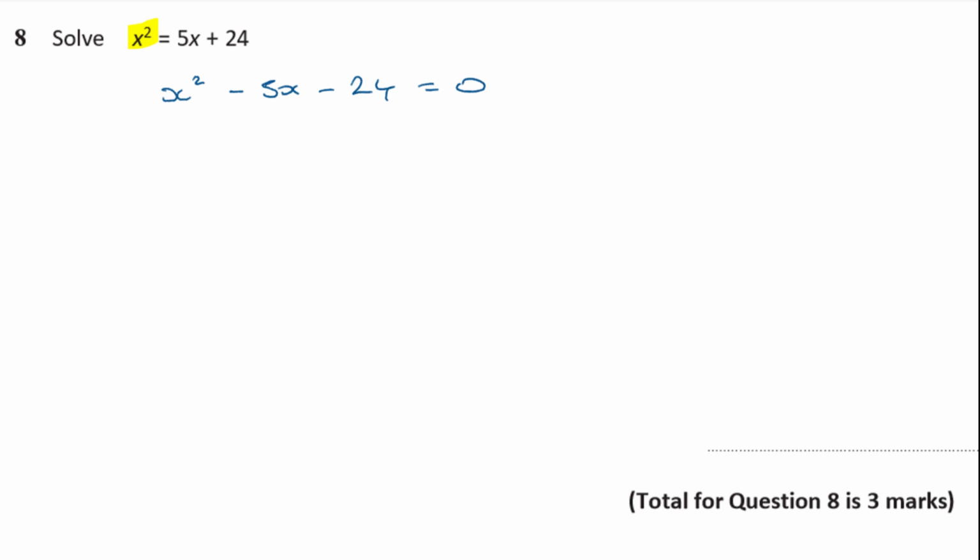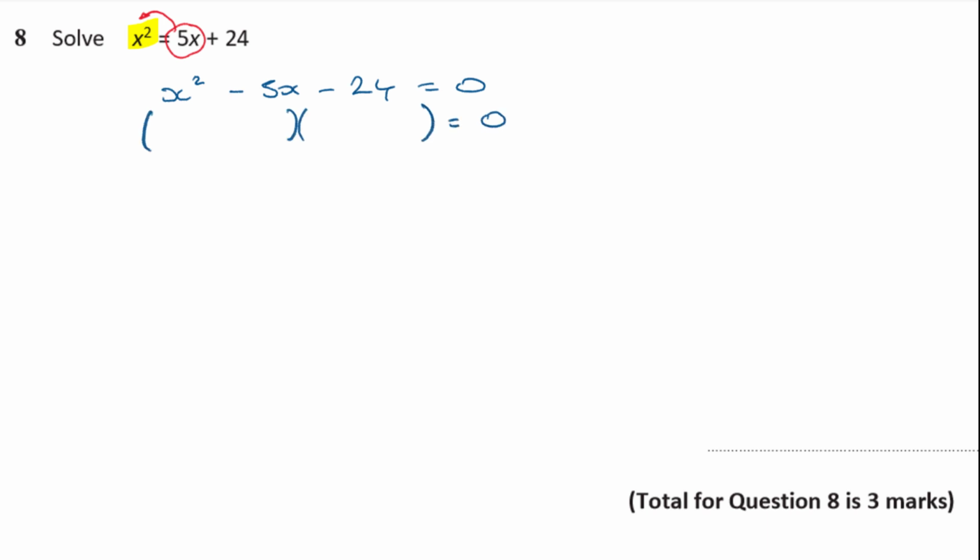Another way of thinking about it is if you take something over the equal sign. So if something on one side of the equal sign pops over to the other side, we say change sides, change signs. So something on the right, which is positive, if it moves on to the left, becomes negative. Okay? Either way, we're going to get x squared minus 5x minus 24 is equal to 0. Now, hopefully, as this is the non-calculator paper, this is going to be factorizable.